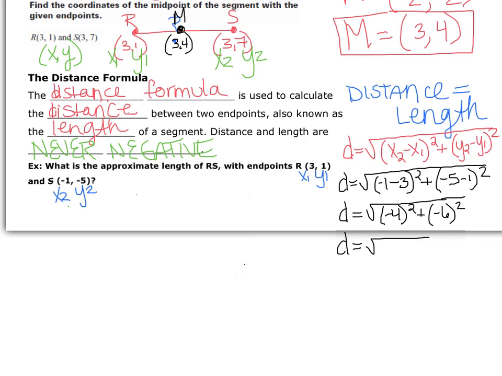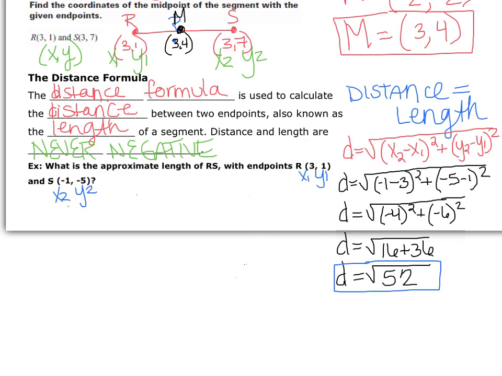All right, so -4 squared. Well, -4 times -4 is 16. This is -6 squared, which is 36. Then we're going to add these together. Distance is the square root of 16 plus 36 is 52. You can leave it just like this. I don't even need you to take the square root of 52.